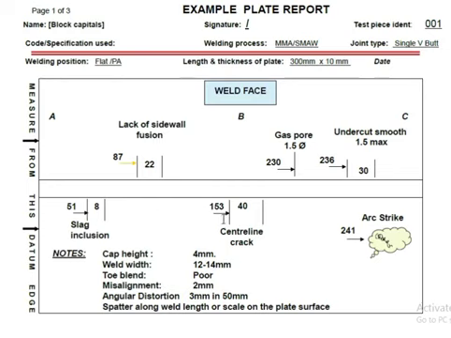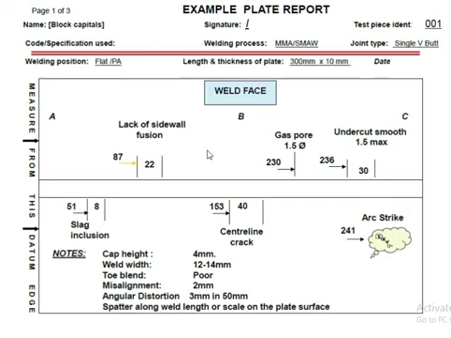Now 153, you have to measure from the datum line from here to here, this is 153 mm, and there is a centerline crack of 40 mm. So you have to check all these things from the weld plate. Whatever you are seeing on the weld face and weld root, you have to put here.